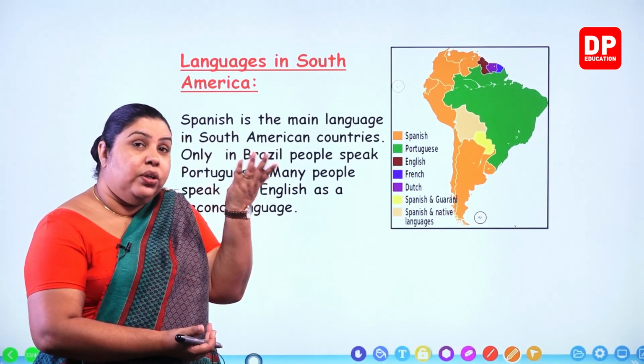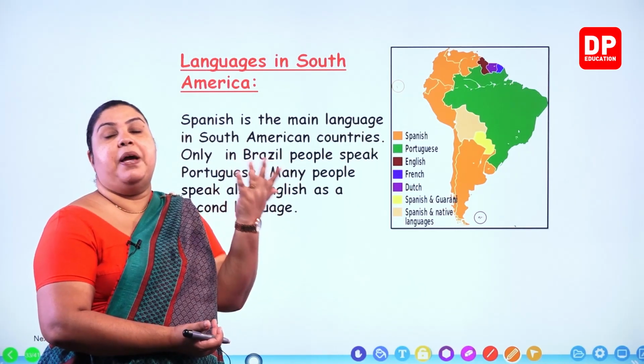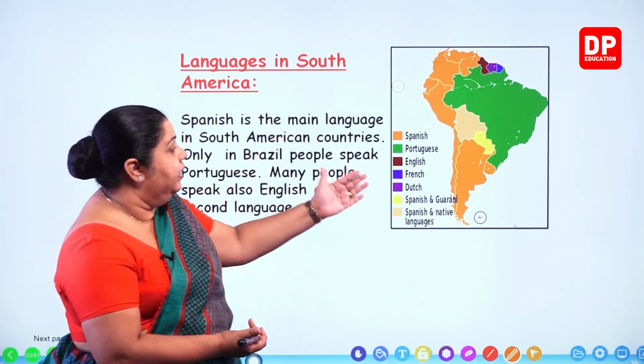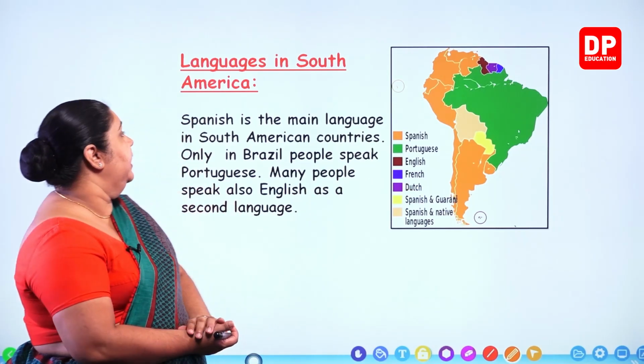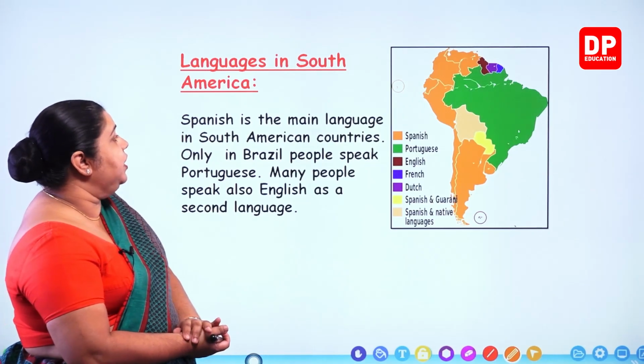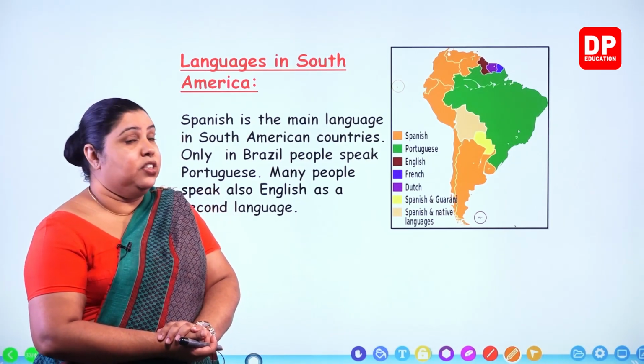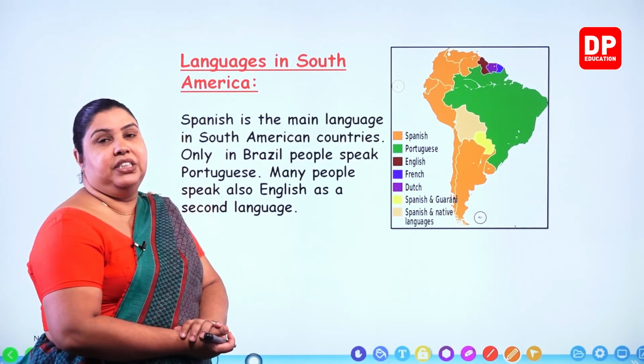Now in North America we said basically they speak English, then French and Spanish also they speak. Now in the South American continent, let's see what languages they speak. Spanish is the main language in South American countries. It's not English but Spanish.